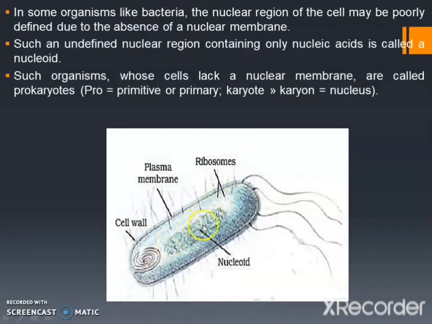and their nuclear region is undefined. നമുക്ക് പ്രോപ്പറായിട്ട് അതിനിങ്ങനെയാണ് ഷേപ്പ്, ഇവിടെയാണ് ഉണ്ടാവുക എന്ന് നമുക്ക് പ്രോപ്പറായിട്ട് ഡിഫൈൻ ചെയ്യാൻ പറ്റില്ല. Okay, so it is just an undefined nuclear region which contains only nucleic acid and is called nucleoid.